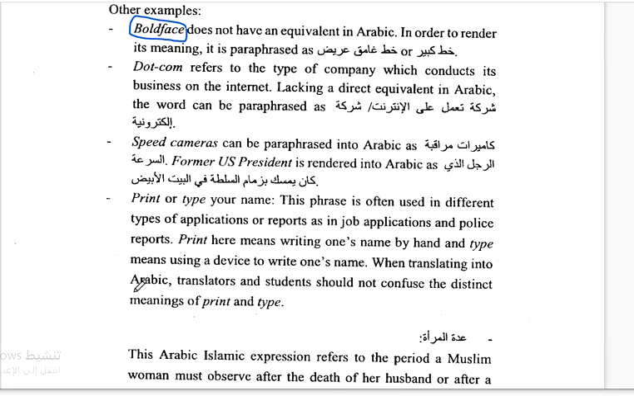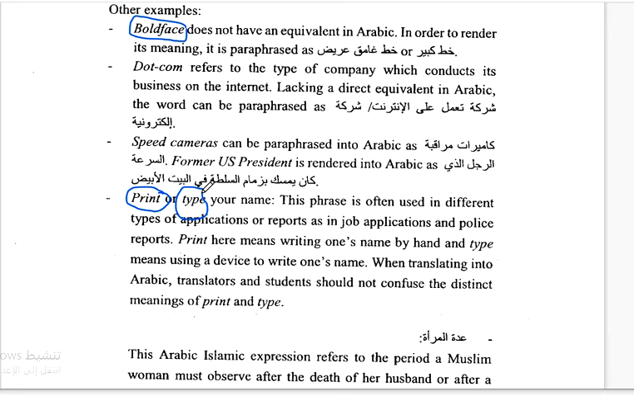So here I'm going to ask you a simple question. We have here two verbs which are print and type. If I ask you, what is the difference between print and type? What is the difference? Okay, simply.